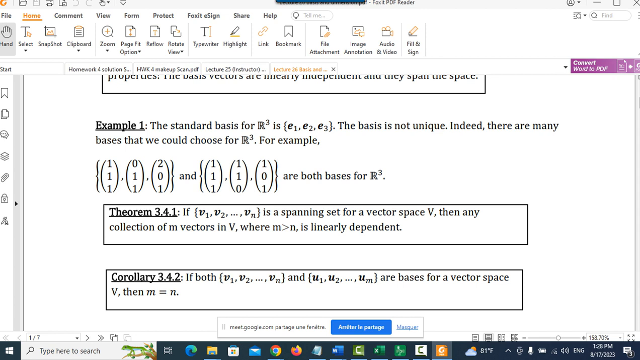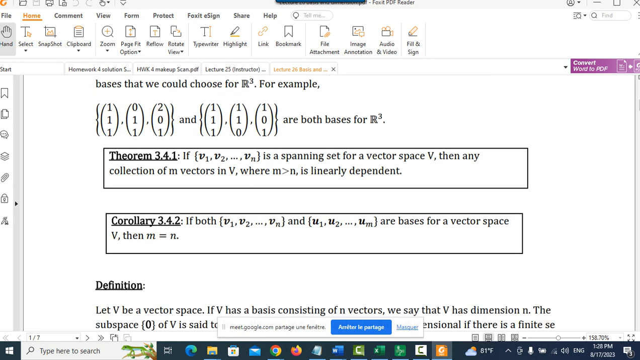The standard basis for R3 is e1, e2, e3. The basis is not unique. Indeed, there are many bases that we could choose for R3. For example, (1, 1, 1), (0, 1, 1), (2, 0, 1) and this one. Both are bases for R3.